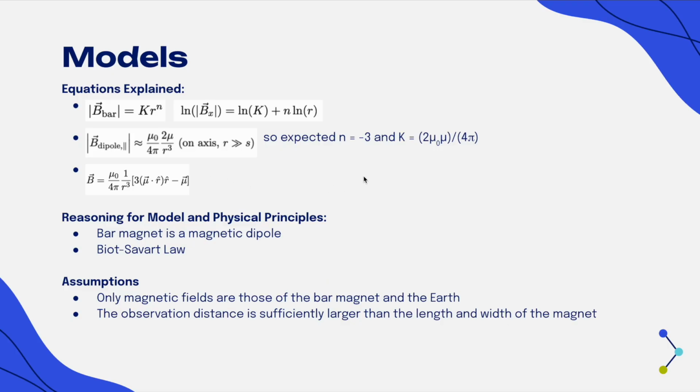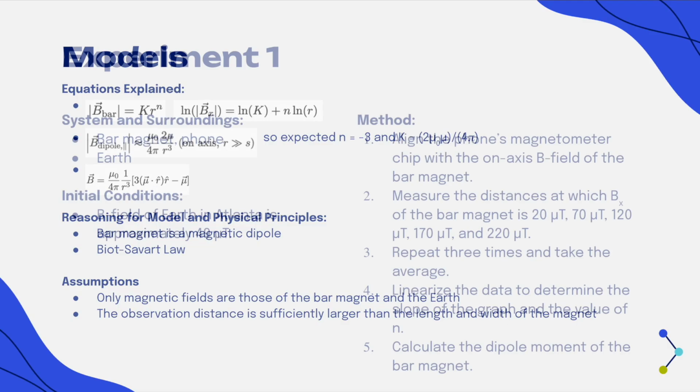The reason we can do this is because we can treat the bar magnet as a magnetic dipole, especially from far away. Our assumptions are that the magnetic field is only the one of the bar magnet and the Earth, and that the observation distance is sufficiently large.